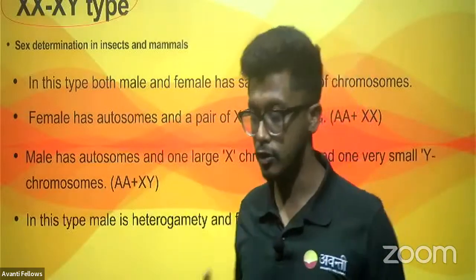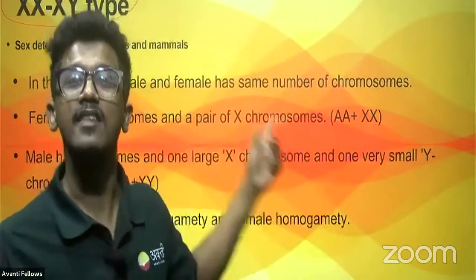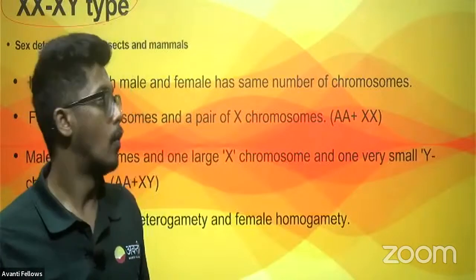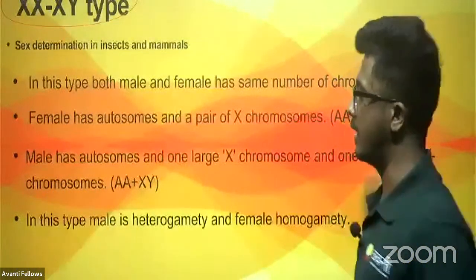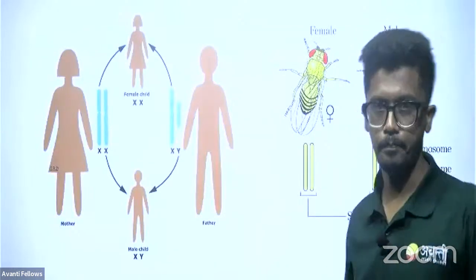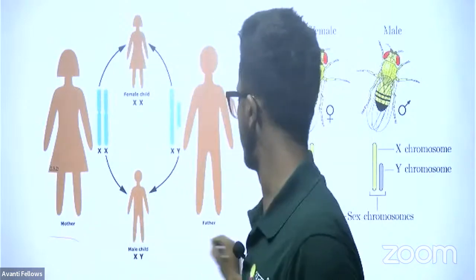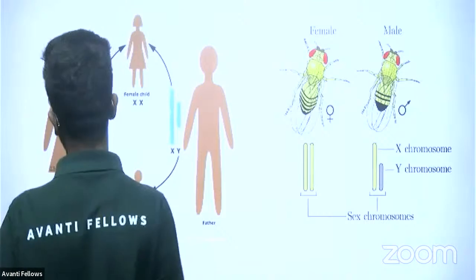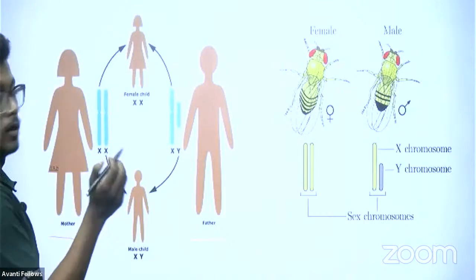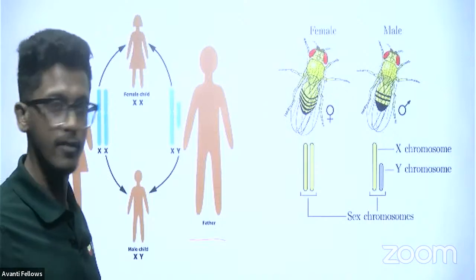In human beings also, the type of sex determination that takes place is XX and XY type of sex determination. What is another example? Drosophila. In Drosophila also we have XX and XY type of sex determination. Here we have a mother and we have a father. So we know that she's a mother. That's why her chromosomal makeup will be what? She's a human being, so she has 46 chromosomes. No, 23 pairs is 46 chromosomes.